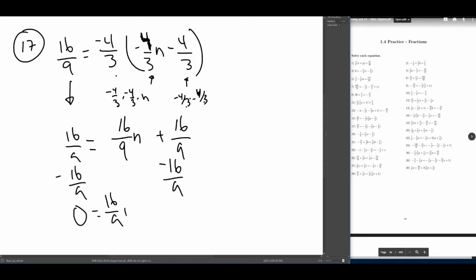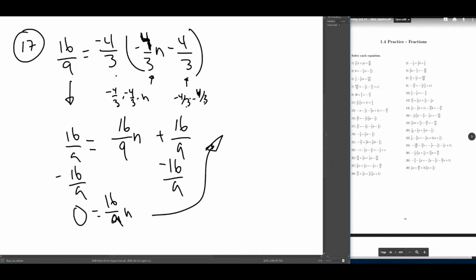So really, at this point, you don't really have to do anything, because 16 over 9 is just anything times 0 equals 0, right? So n has to be 0. How's that answer turn out? Am I right? Yeah, it's 0.